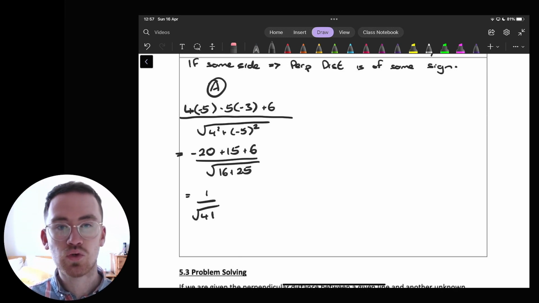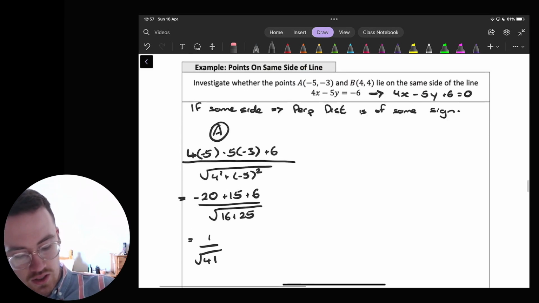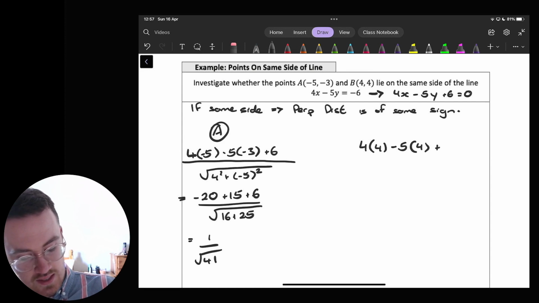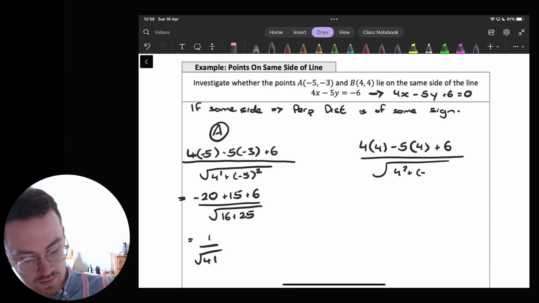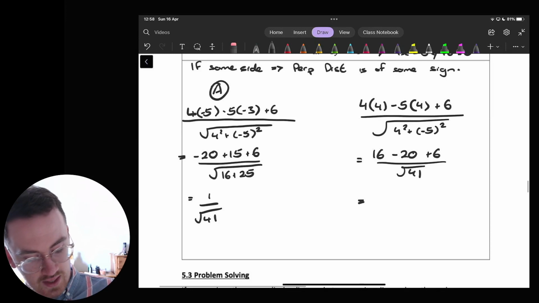Okay, so 1 over the square root of 41, and then we're going to do the same thing for point B. So looking at point B here, again we're not using that absolute value notation because that will just give us the same sign regardless of whether it's the case or not. 4 squared plus minus 5 squared, so 16 minus 20 plus 6, and we know that this is the square root of 41. And tidying up a little bit, we get 2 over root 41.